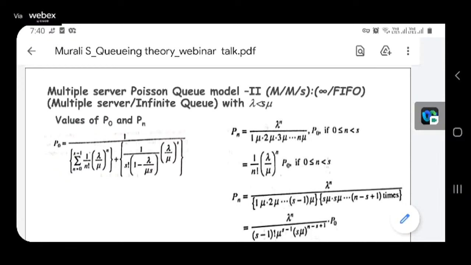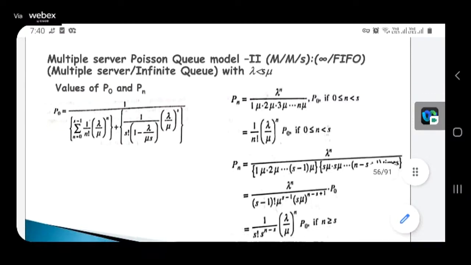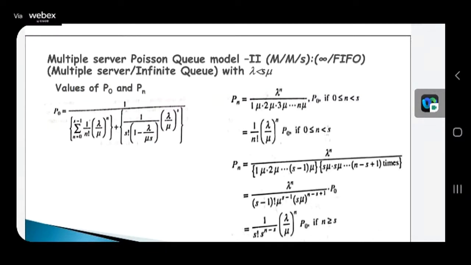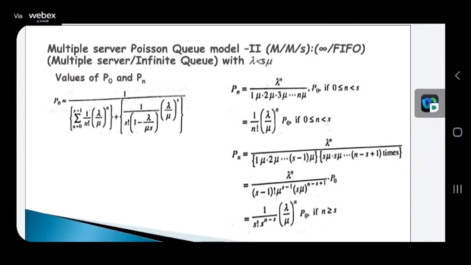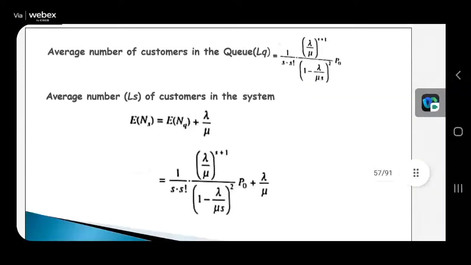For this queuing model, lambda should be less than S mu, because there are S servers in one system, so S mu. Then you have the values of P naught and Pn. So please do take a screenshot of this, you have it in a single slide. So P naught, Pn, average number of customers in a queue, and already we have taken a problem of MM1.